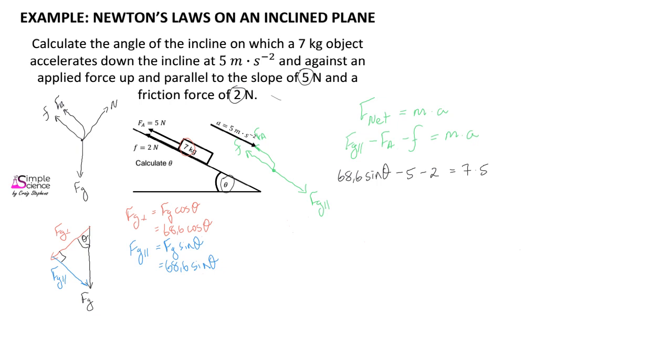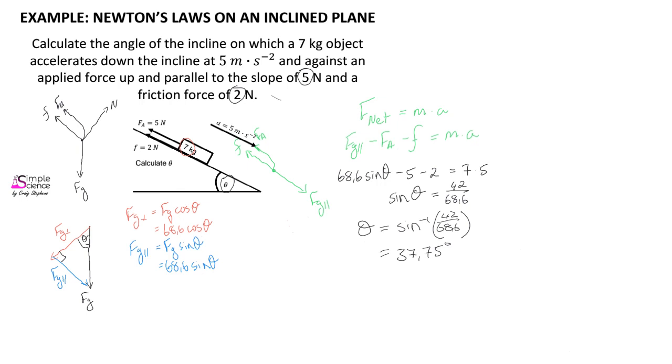This can be rearranged for us to find that sine of theta is then equal to 42 over 68.6, and then we can use the calculator and the second function of sine to find that theta is equal to the second function of sine of 42 over 68.6, which tells us that theta is equal to 37.75 degrees.